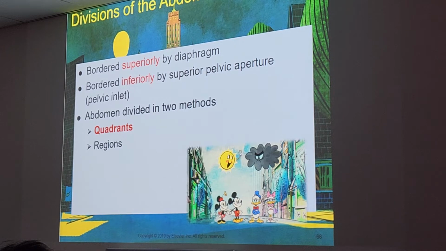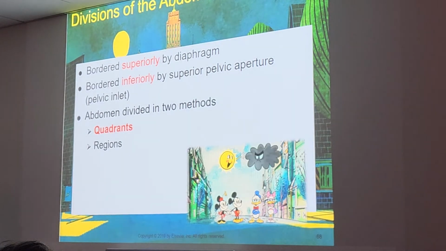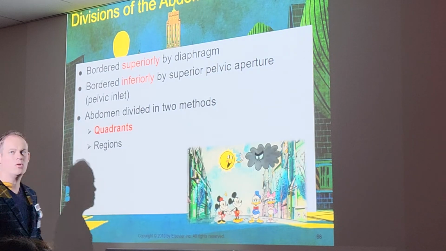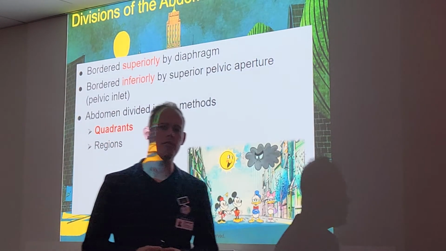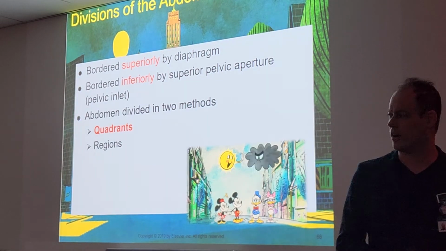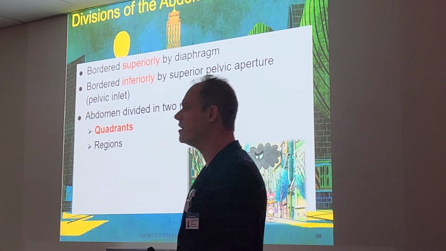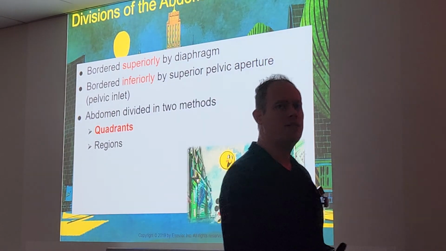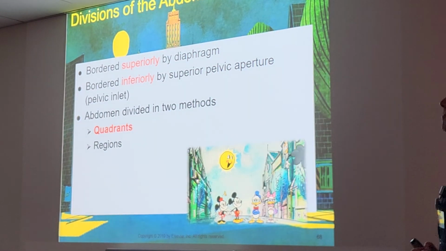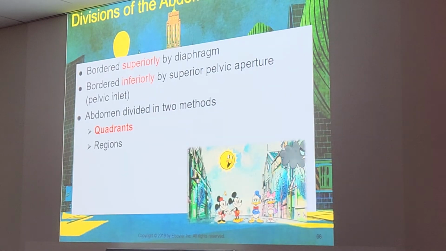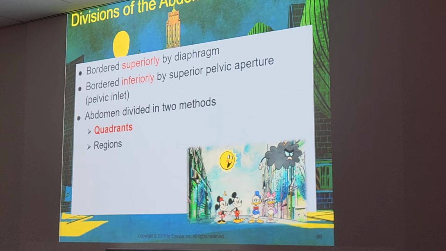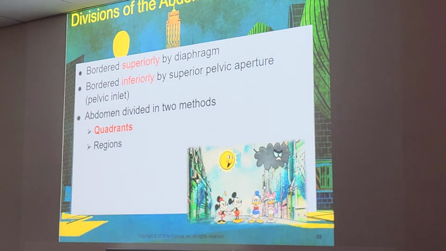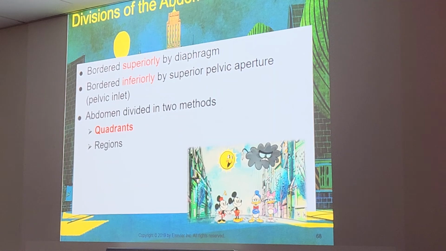All right, so divisions of the abdomen. When we talk about divisions of the abdomen, make note that the most superior portion of the abdomen is at the diaphragm, right under the lungs. Diaphragm is a muscle found under the lungs, helps you with breathing. It's bordered inferiorly by what we call the superior pelvic aperture, or most commonly called the pelvic inlet. Pelvic inlet is this area right here, guys, right under the pubic symphysis. So the abdomen is from the diaphragm to the pelvic inlet.